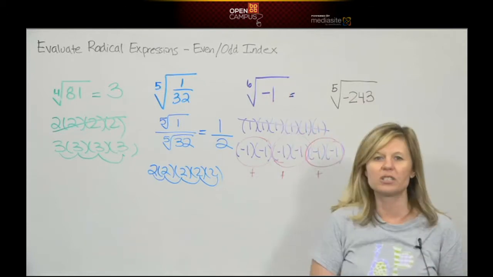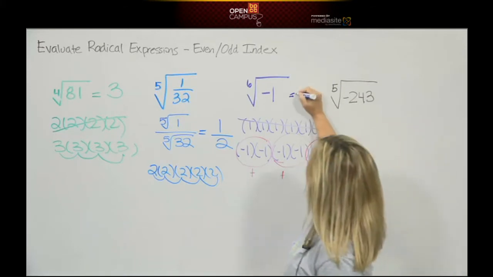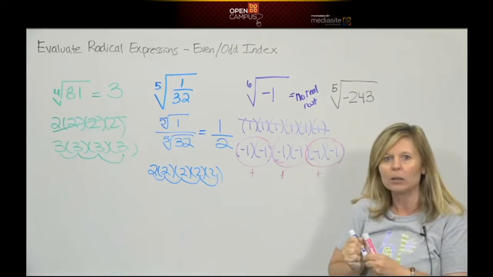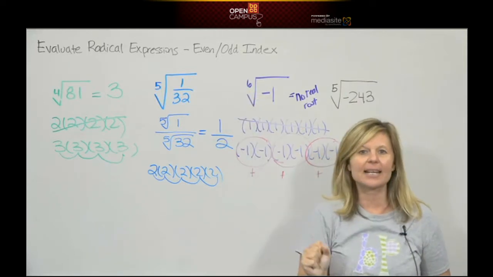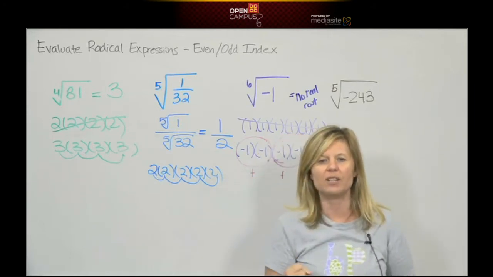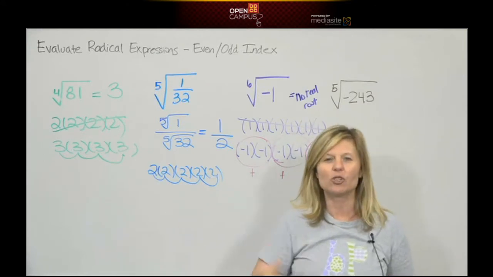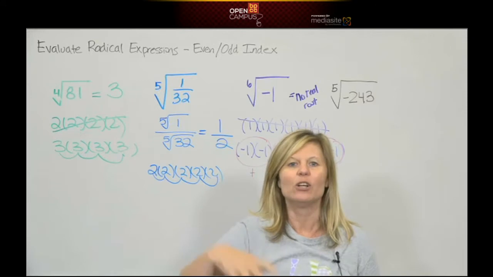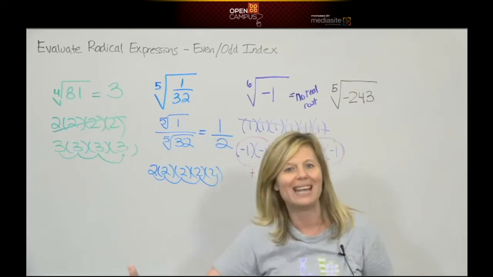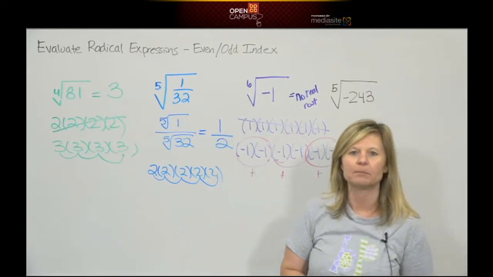Therefore, we cannot do this operation. And when we cannot do this operation, we cannot get an answer. So we say the answer is no real root. Now recall, the index of 6 is an even number, just like a square root is an index of 2, which is an even number. And we learned we cannot square root a negative number. Therefore, you cannot do any root that's even to a negative number. So if this is the fourth root, you cannot do the fourth root of a negative number. Any even root, you cannot evaluate a negative radicand.